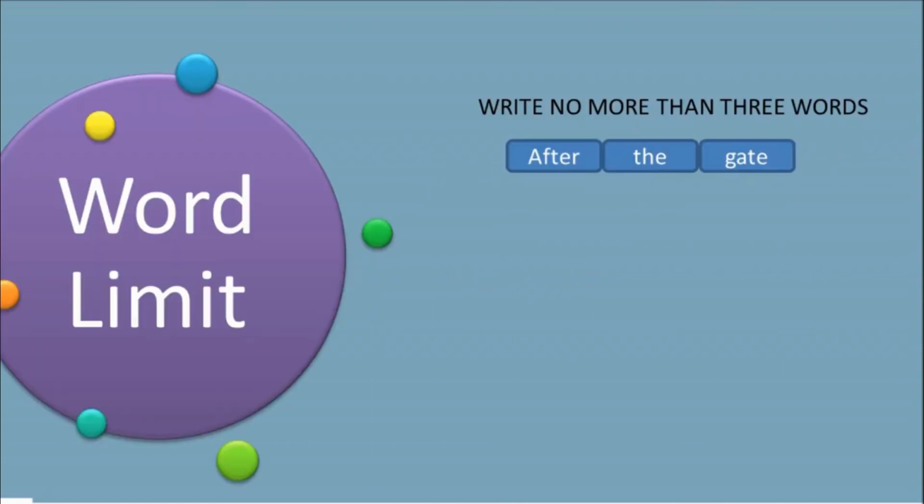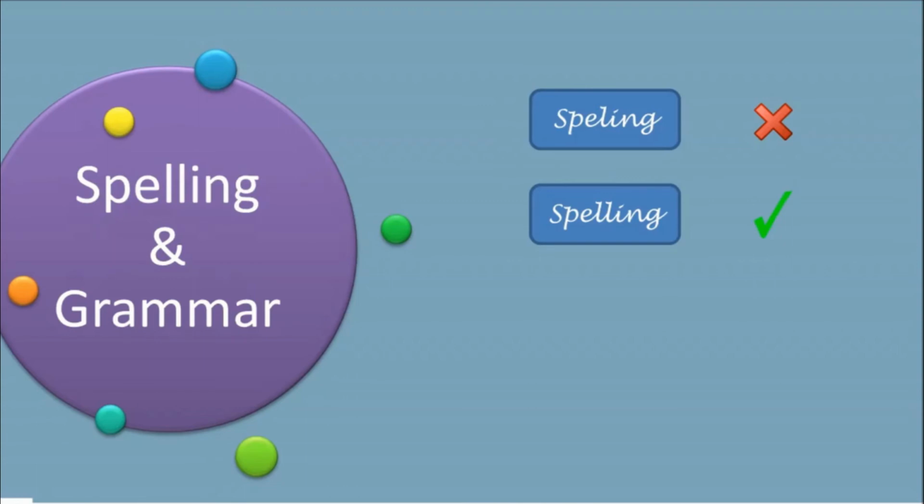When the instructions state that the candidate should answer in, for example, no more than 3 words, they would lose marks by writing an answer with more than 3 words, even if one is A or D. As it exceeds the word limit, it will be marked incorrect. Answers in IELTS listening have to be correctly spelled. Incorrect spelling and grammar are penalized.